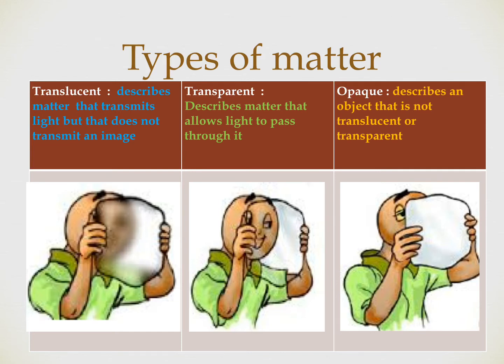What about wood or metal or even your book? These are examples of opaque objects. Opaque objects, as we said before, are objects that are not translucent or transparent, and you can see that in the image in front of you, and you can also compare translucent, transparent, and opaque.